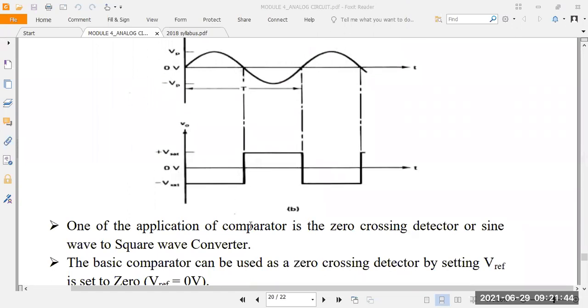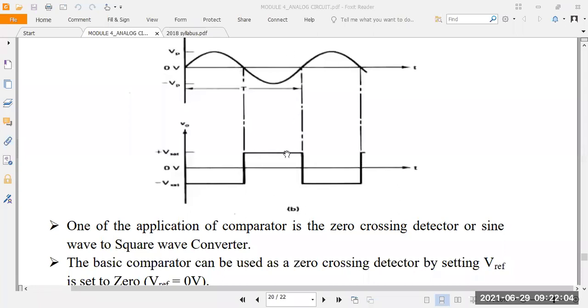This is one application, the zero crossing detector, which means it will detect the zero voltage crossing. So this is the application here. Comparator applications are the zero crossing detector or sine wave to square wave converter. We can convert a sine wave to a square wave here.